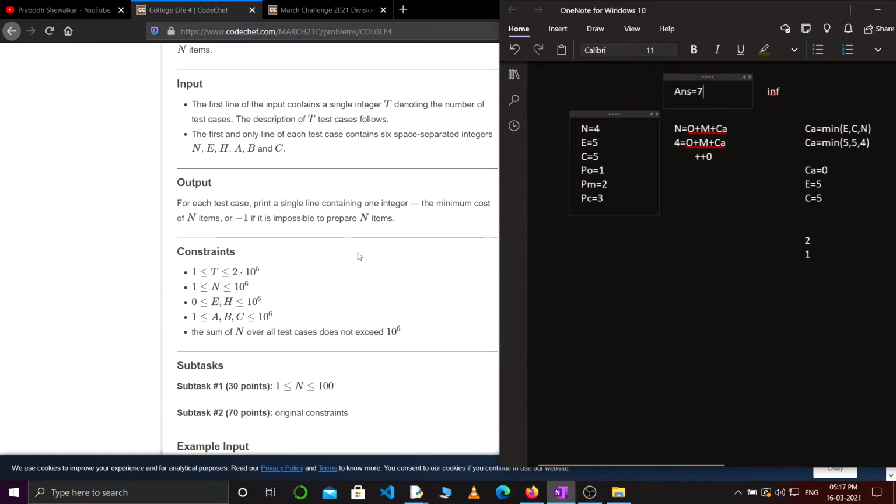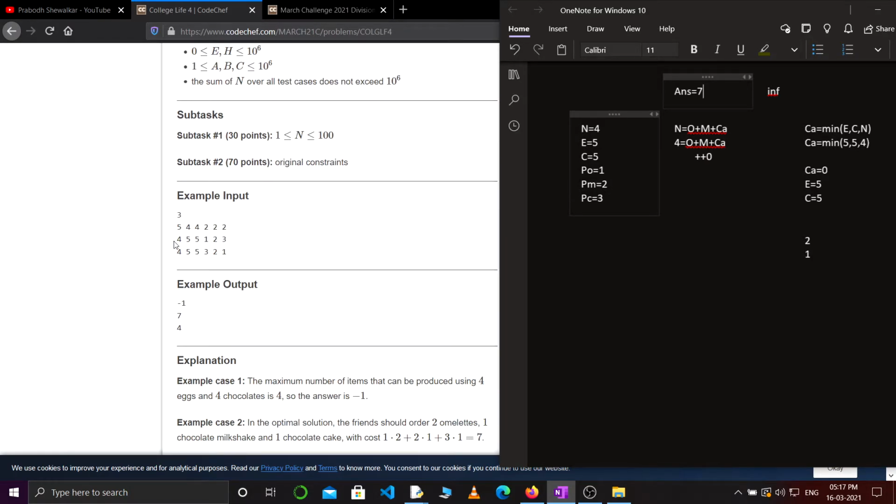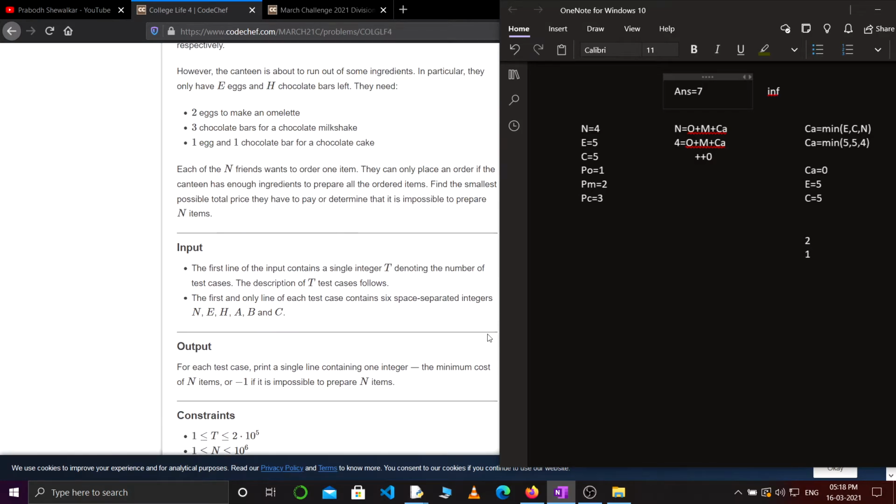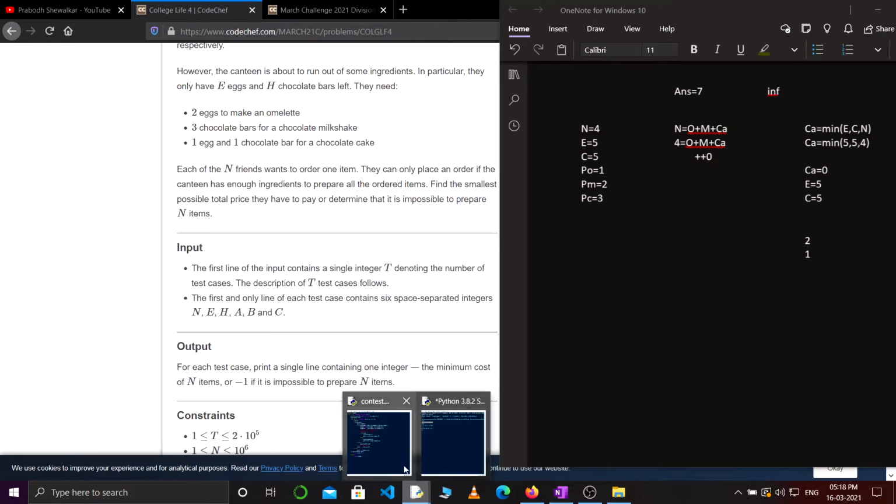So let's check. So this was the example, and for this example we have 7 as our answer, and you can see it's right. Okay, so this is how we have to approach this problem. So let's jump to the coding part.